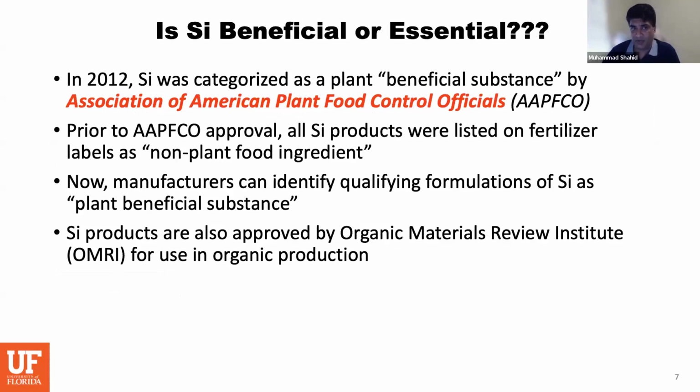In 2012, for the first time, silicon was categorized as a plant beneficial substance or plant beneficial nutrient by the Association of American Plant Food Control Officials. Before 2012, there was no such label associated with silicon. That's the reason that after 2012, once it was designated as a plant beneficial substance, a lot of products, silicon fertilizers, and silicon biostimulants with different names emerged in the market.